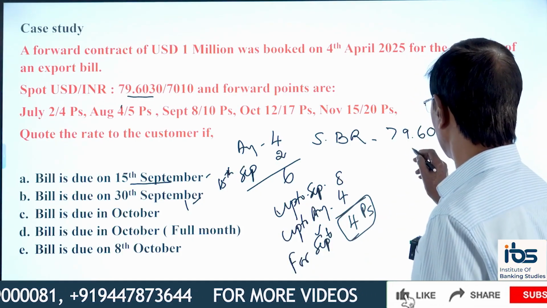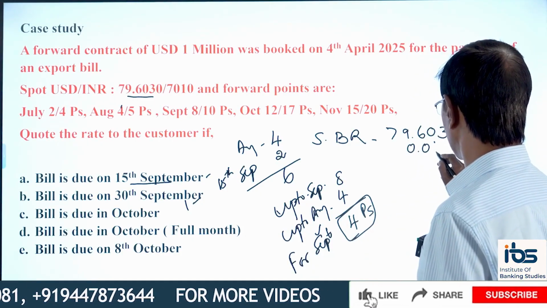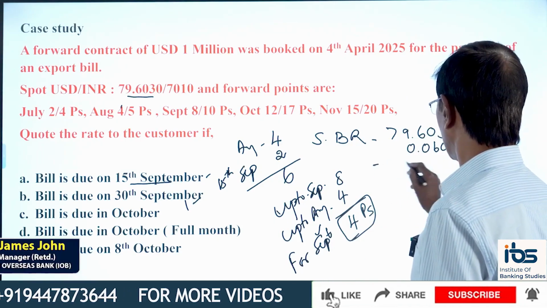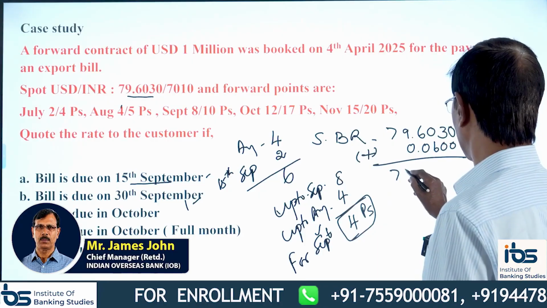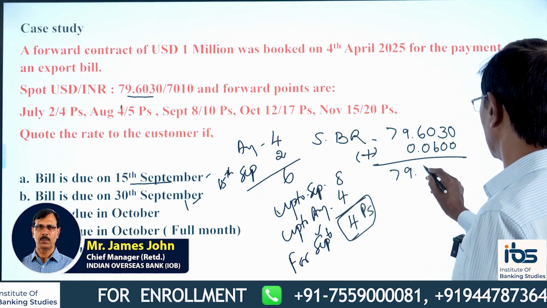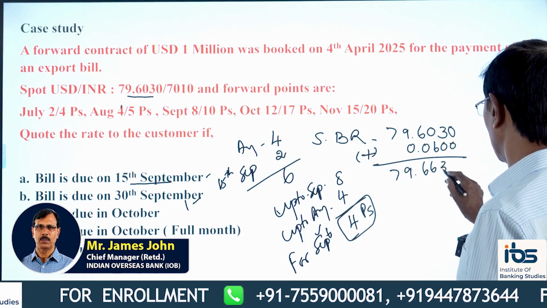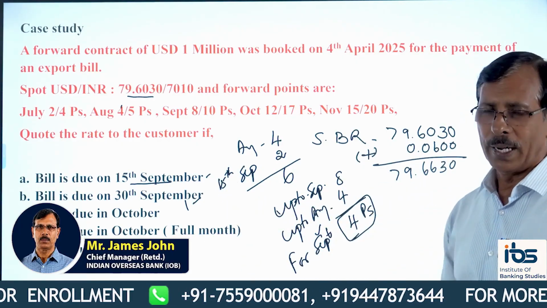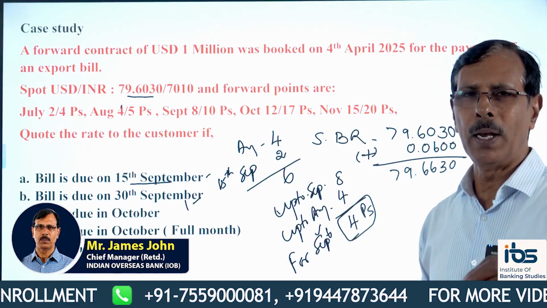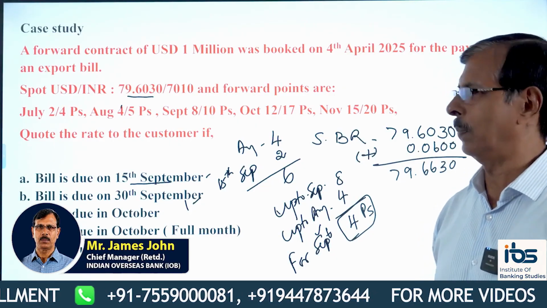Now you add it here, 0.06. Since this is in ascending order, you add. This becomes, the answer is 79.6630. This is the forward rate if the bill is due on 15th of September.